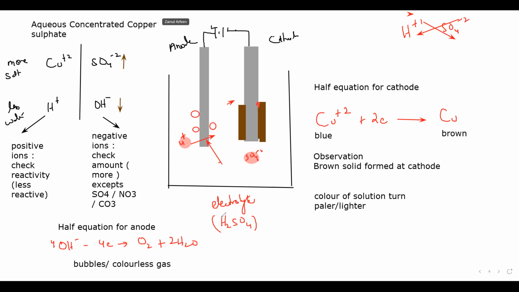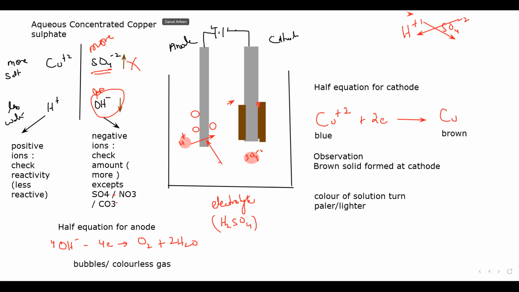So for positive ion, we check the reactivity. As copper ion is less reactive, it is discharged at cathode, and due to the formation of copper metal, we'll observe a brown solid. The solution color will get lighter. For negative ion, we check the amount. So as you can see, sulfate is more and hydroxide is less, but sulfate, carbonate and nitrate never move. They are not able to move. So even if it is more, it does not move. In that case, OH is able to discharge. And whenever OH discharges, it gives oxygen gas. So we'll see bubbles or colorless gas, that is oxygen.